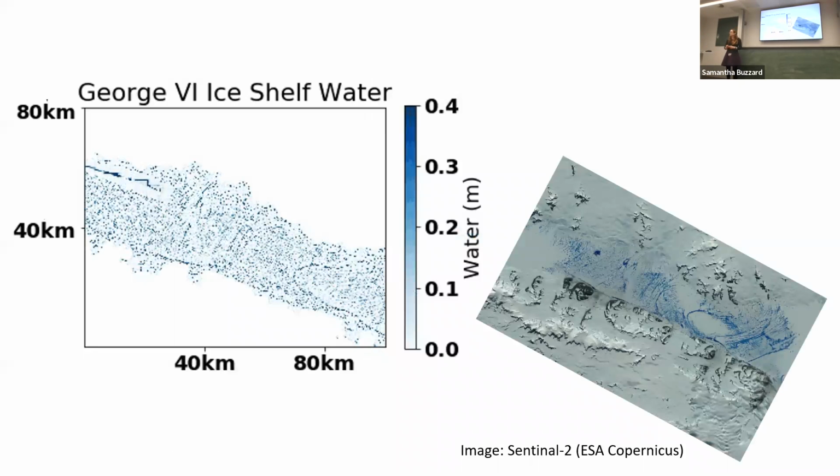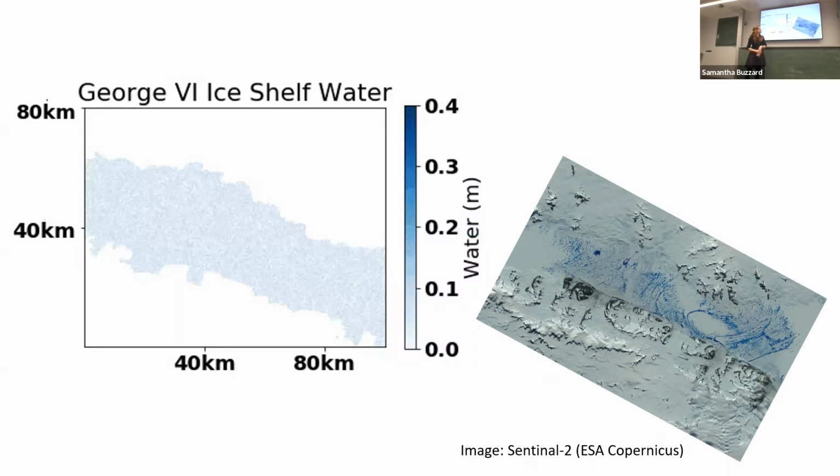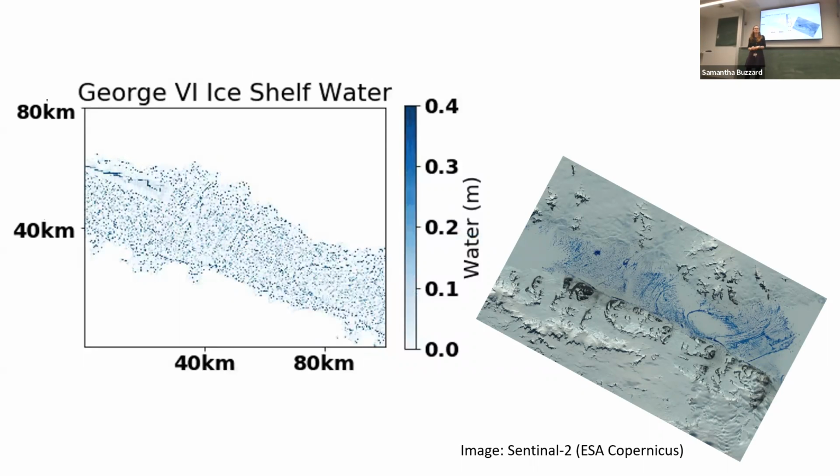Finally, this was one that was particularly interesting because George VI ice shelf is on the Antarctic Peninsula, the same area as Larsen B and C, but it's one where loads of melt is going on. And at the start of 2020, we started seeing images like this popping up within the Earth Sciences Twitter sphere of people getting very excited about just how much melt was happening on George VI.